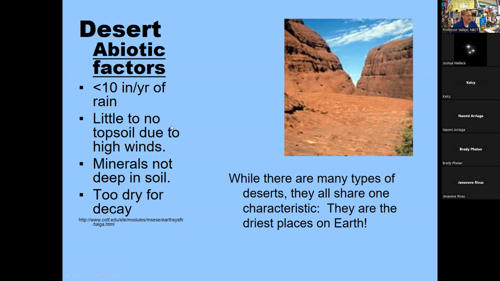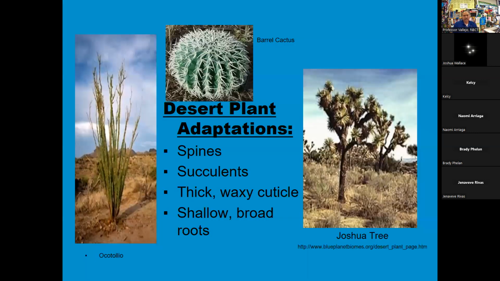The minerals are not too deep in the soil, and it's too dry for decay. Things just don't rot. Deserts, while there are many types of deserts, they all share one characteristic: they are the driest places on Earth, which is true, but there's one more biome which is also pretty dry. We'll get that in a second.